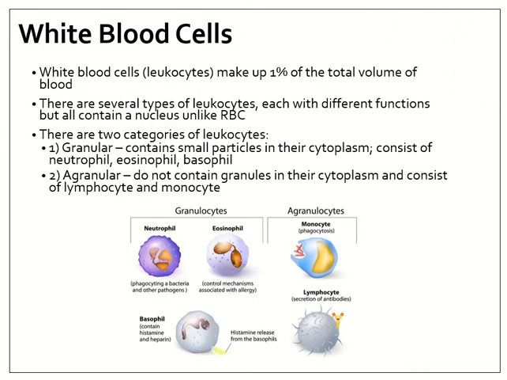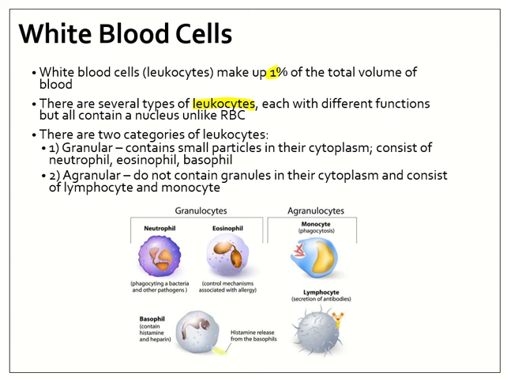Then we're going to look at your white blood cells. Unlike red blood cells, where you just have red blood cells, with white blood cells you have different types. They make up roughly 1% of the volume. Sometimes they are called leukocytes. That's another name for them.